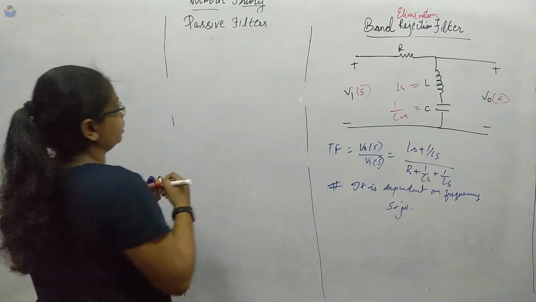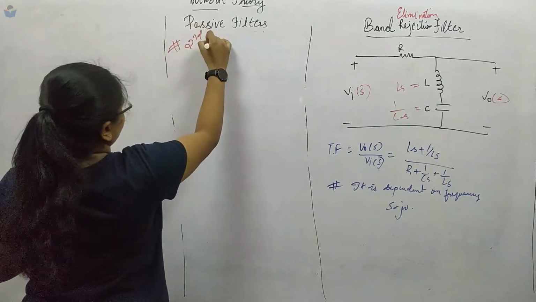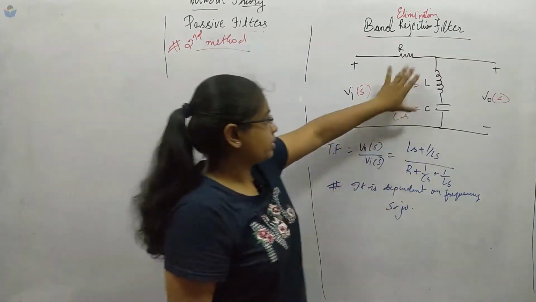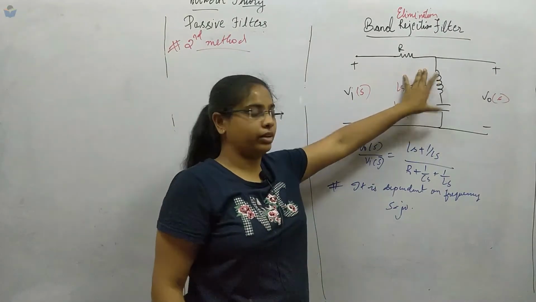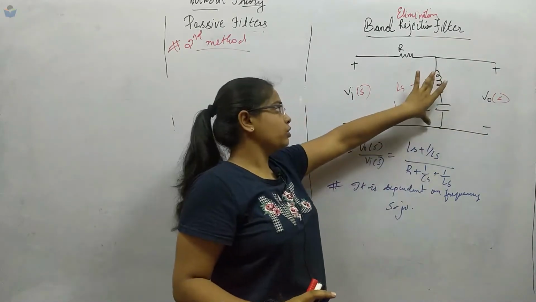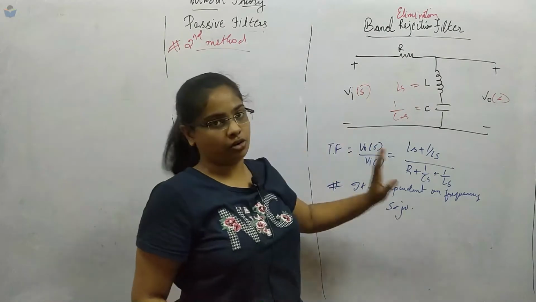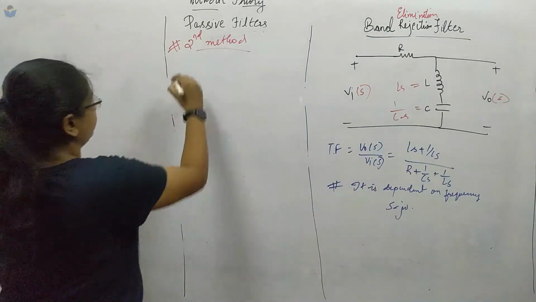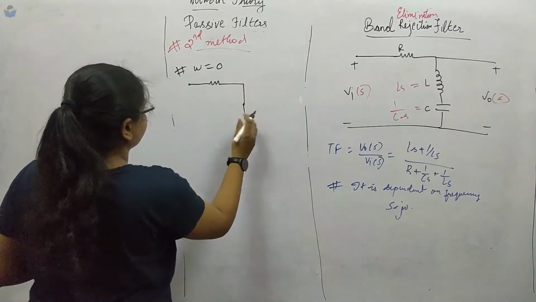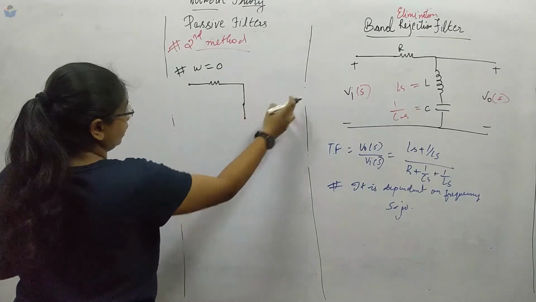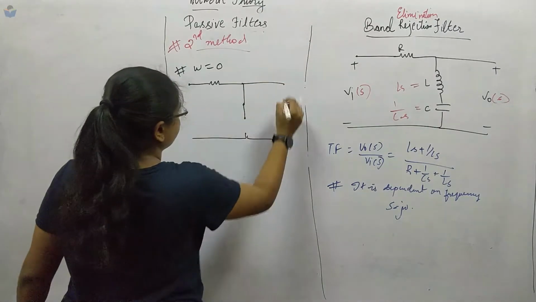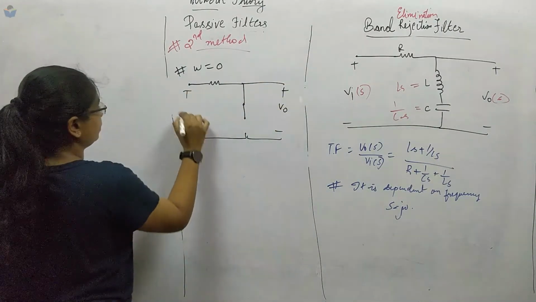Next, coming to our second method, substitute. Now here there is a twist. See here, omega equal to 0 or omega equal to infinity. Any one of the elements will be either open circuit or short circuit. So it means that this path will be open always. If I have to redraw this circuit for omega equal to 0, let us take R as 0 ohms first. The inductor will behave like a short circuit and the capacitor will behave like an open circuit. So this is V0 and here is Vi.